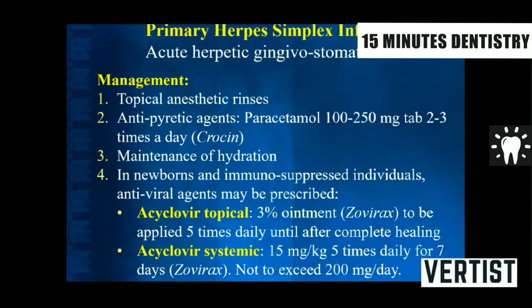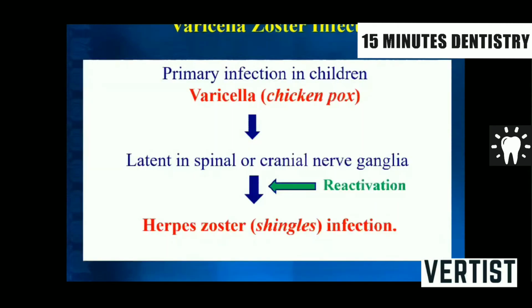Acyclovir is the most commonly given antiviral agent, topically or systemically, in the doses that I have mentioned on the slide. 3% ointment or 15 milligram per kg 5 times daily for 7 days. It is available under the trade name of Zovirax.